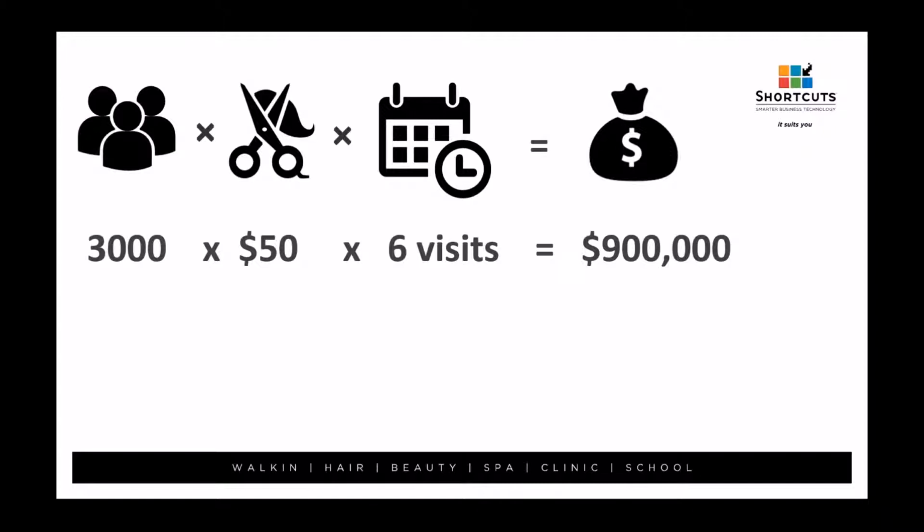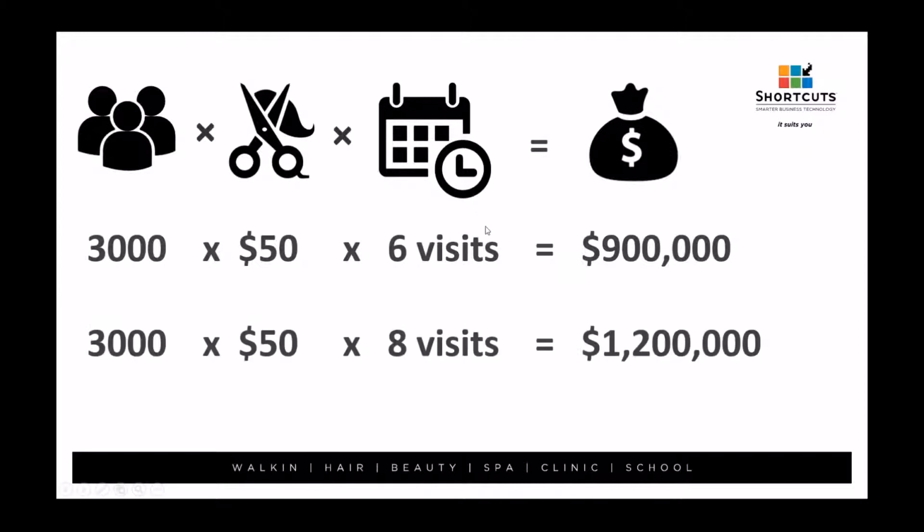Let's say your average transaction is about $50. It may be a little higher for some of you, a little lower for others. And they're only coming in 6 visits a year, so that's probably every 7 to 8 weeks. That's the figure you're looking at. However, if we look at the same pool of clients, same average cost per transaction, and they're coming in 8 visits, so probably more around every 6 weeks, there's a difference of about $300,000. I'm not sure if any of you have ever sat down with your figures. I'd encourage you to do that and look up how many clients you're getting in a year, your average transaction, and what you think they should be returning.